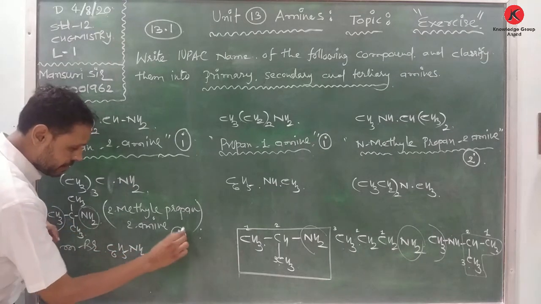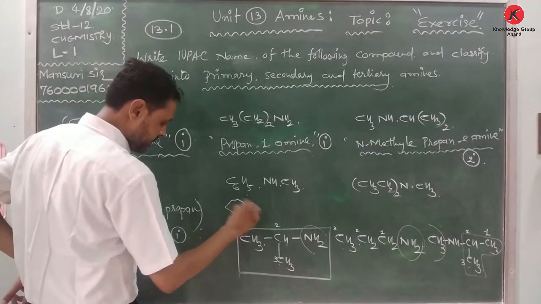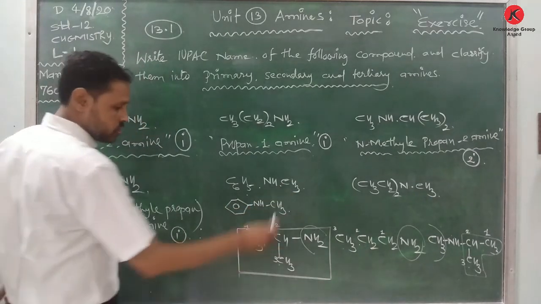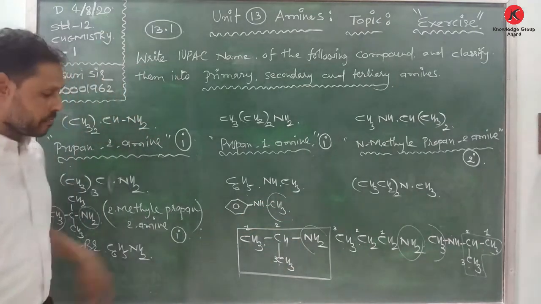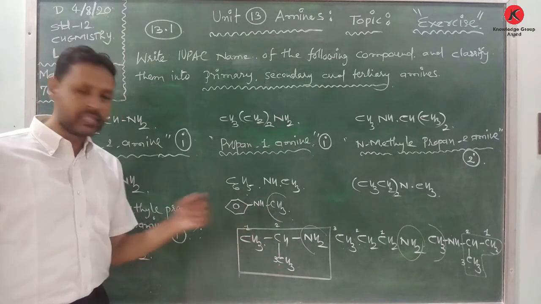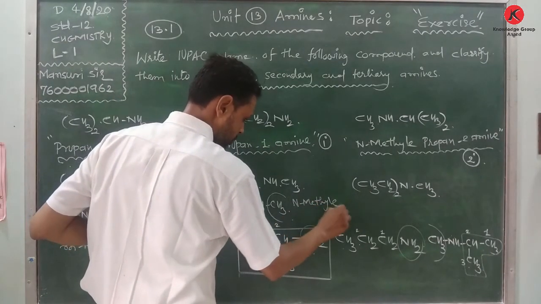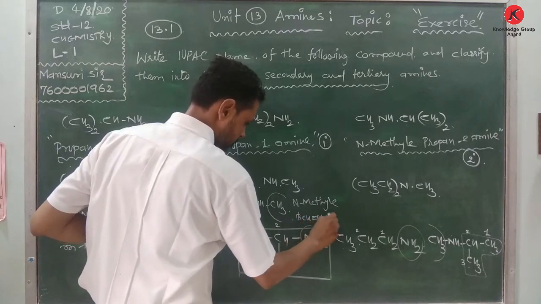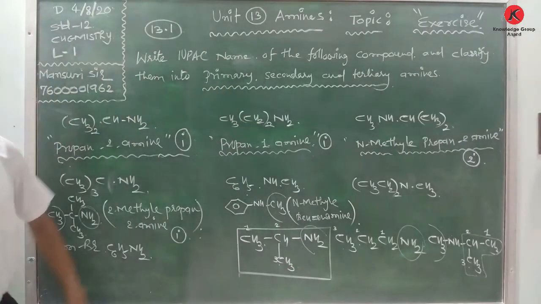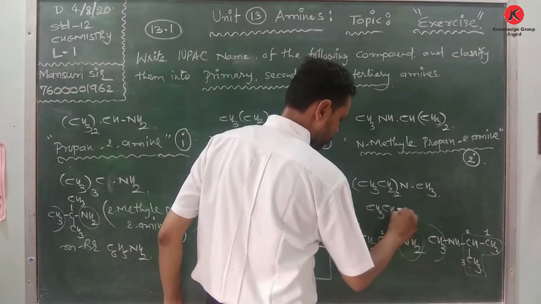Okay, now here you can say that a benzene ring is given and it contains CH3, so it is your N-methyl. This is benzene amine, or you can say aniline also: N-methylbenzenamine.